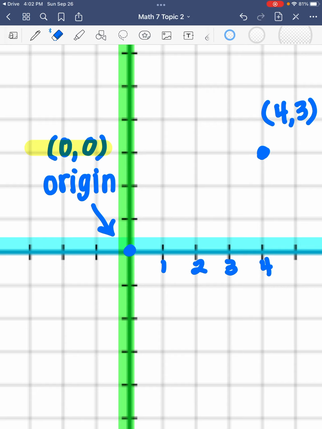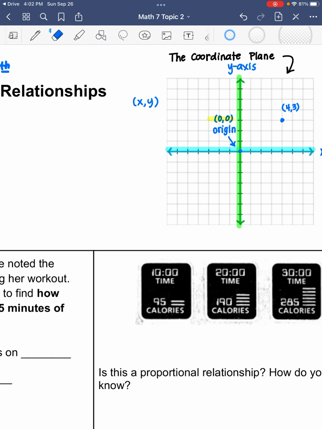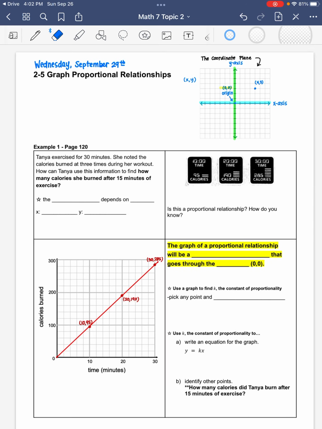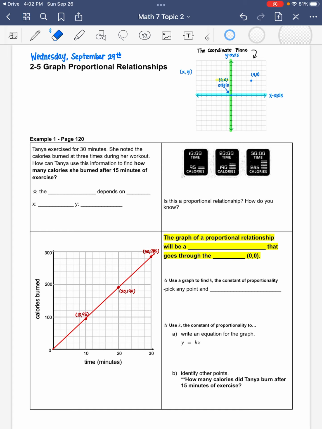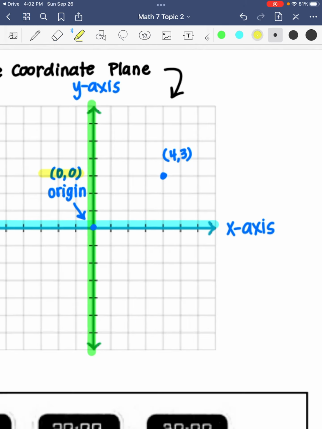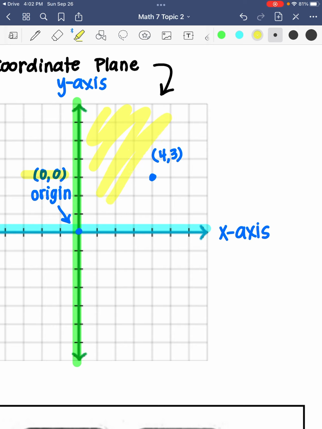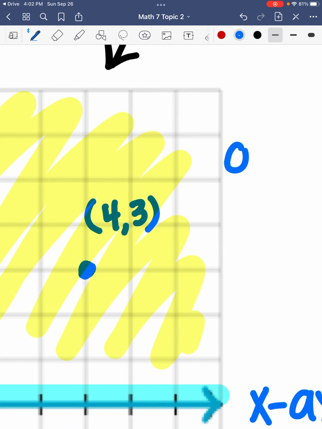Now there's one more thing that I want to talk about in regards to the coordinate plane before we move on with our lesson. I want to talk about quadrants. You can see that there are 4 quadrants or 4 sections of the coordinate plane. So every graph that we look at today will be just this quadrant right here. And that quadrant is called quadrant 1. Sometimes you see it labeled as Q1, like that, quadrant 1.